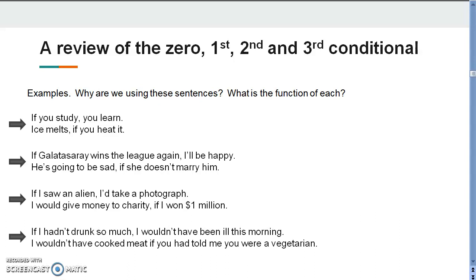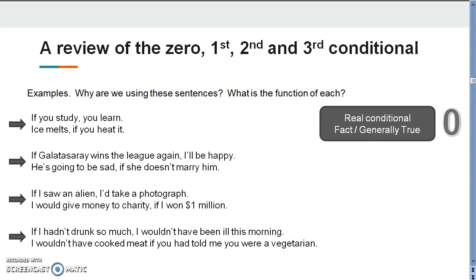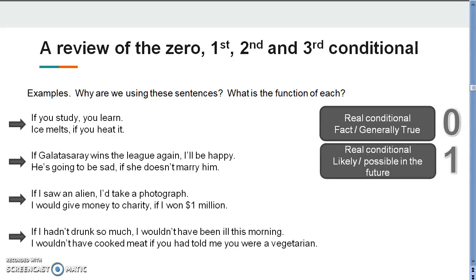So the first two sentences, if you study, you learn. Ice melts if you heat it. These are, of course, real situations. They're facts and they are generally true. We call it the zero conditional. If Galatasaray wins the league again, I'll be happy. He's going to be sad if she doesn't marry him. These are real situations with future results. So, these are the first conditional sentences.